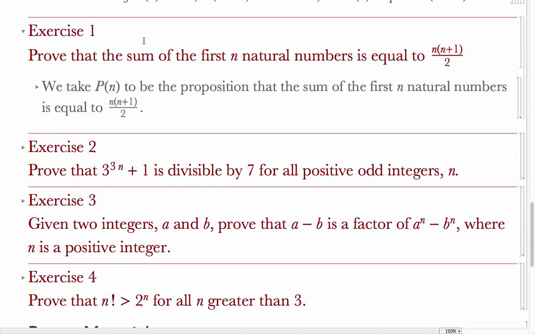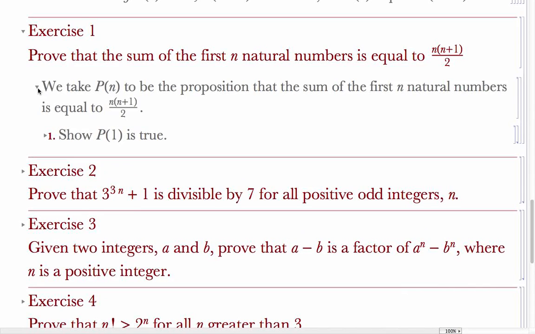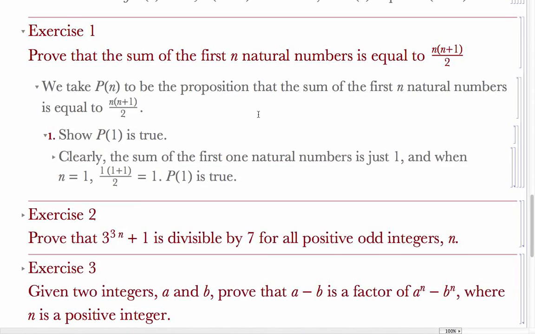So what's the proposition in this case? The proposition is that the sum of the first n natural numbers is equal to n times the quantity n plus 1 over 2. That's our proposition. So our first step in the mathematical induction process is to show that this is true for the first natural number, p of 1. We want to show that p of 1 is true. Well, that's pretty trivial. The sum of the first one number is 1, right? And when we put 1 into our formula here, we get 1 times the quantity 1 plus 1 over 2. Of course, that equals 1, and so p of 1 is true.